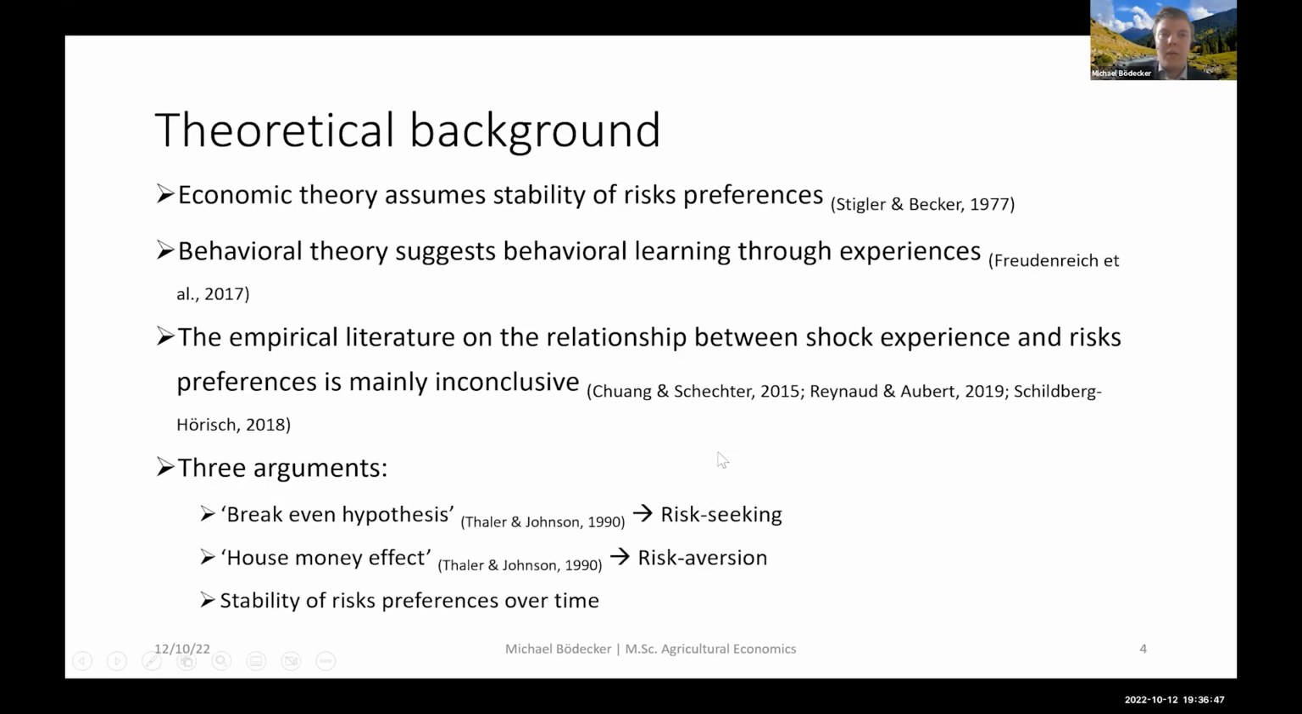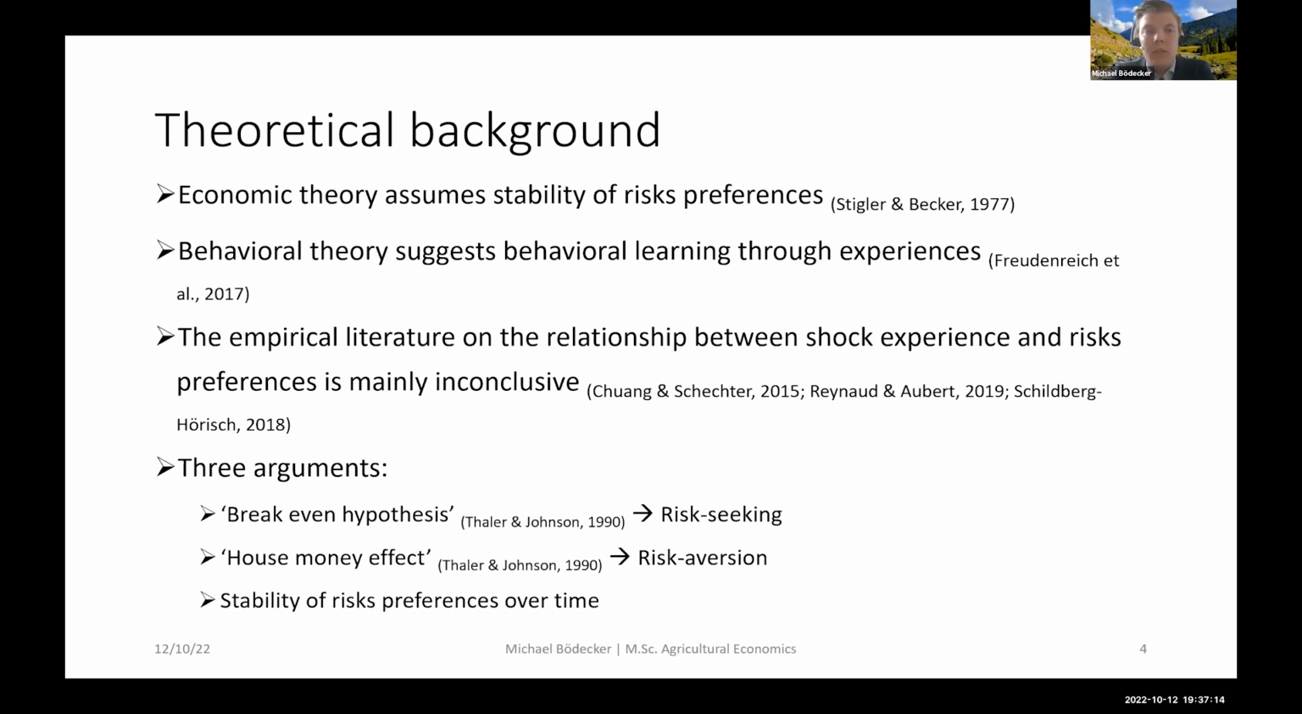Regarding the theoretical background, I already talked about the literature. We know economic theory usually assumes the stability of risk preferences, especially in micro and macroeconomics. But behavioral theory suggests there is some room for behavioral learning through experiences. However, the empirical literature on the relationship with shock experience is mainly inconclusive, and there are mainly three arguments which are usually used.